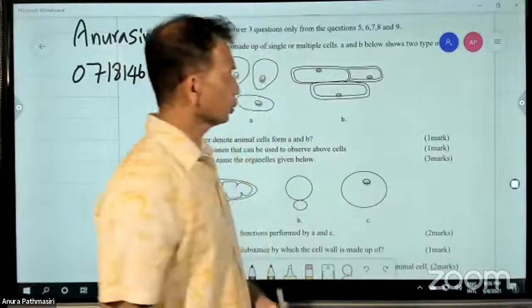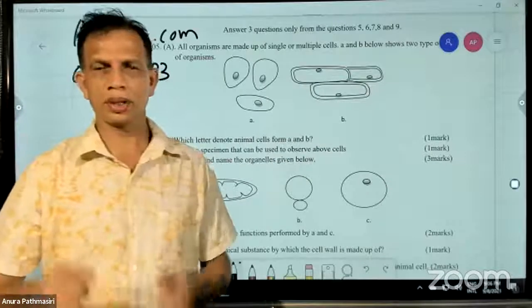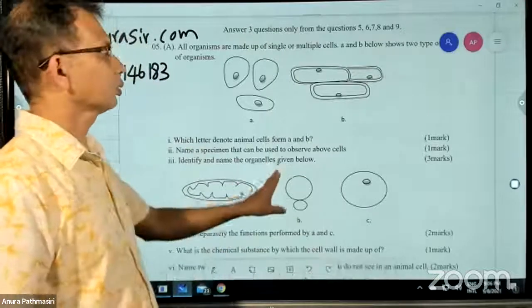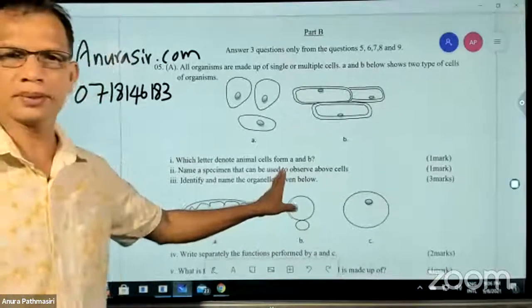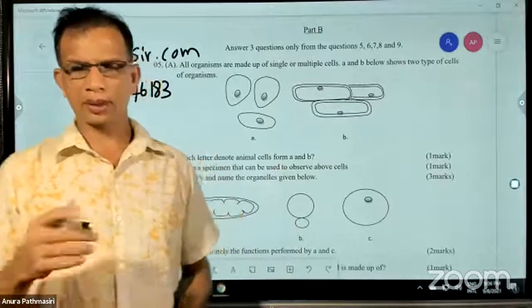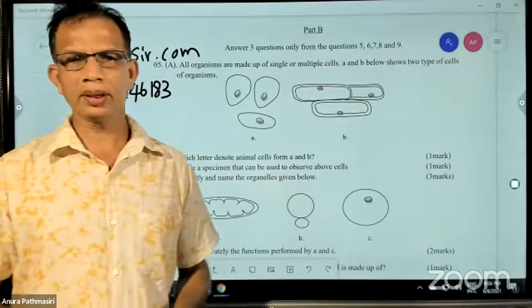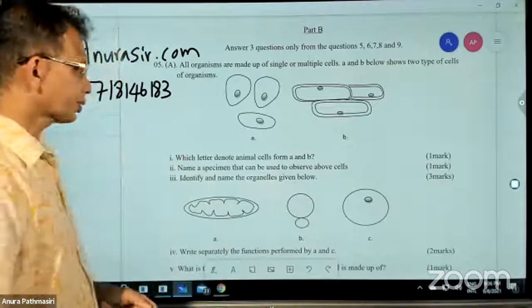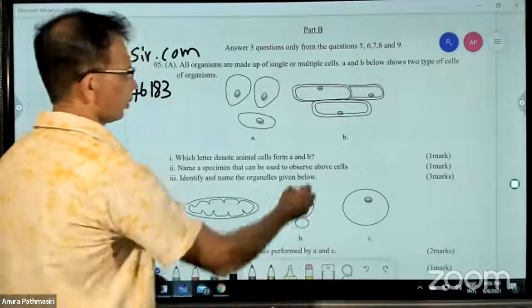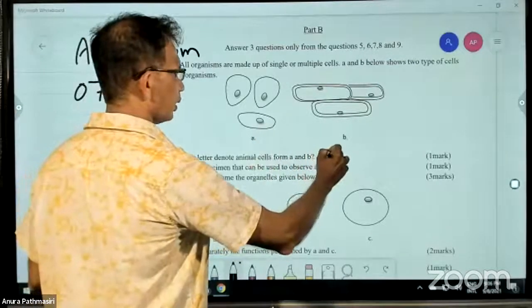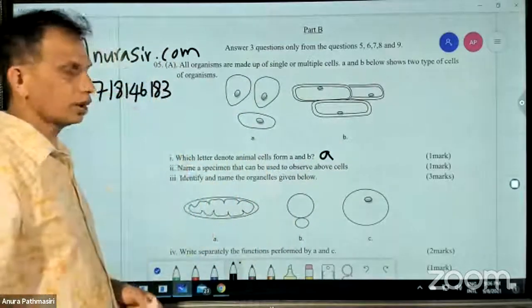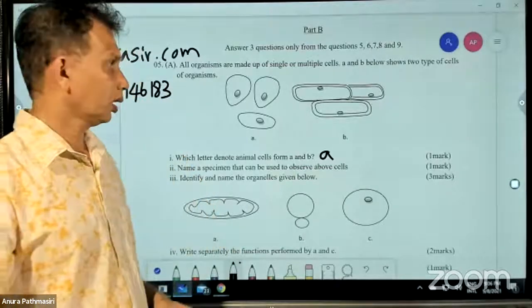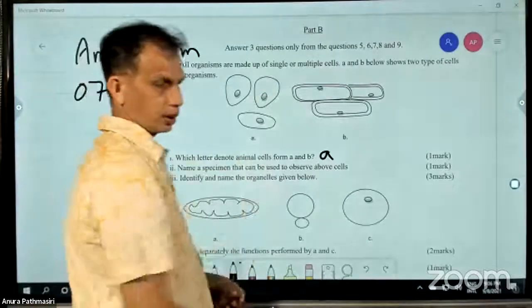A and B below show two types of organisms, two types of cells. You can understand what A and what B are. Which letter denotes animal cells, A or B? Animal cell is A, and these are cheek cells. So the cheek cells taken from your mouth represent the animal cells.